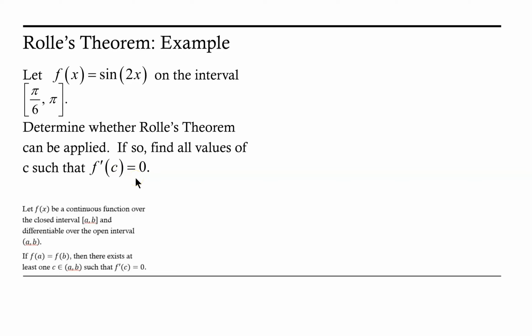Now, as we go through this process of determining whether Rolle's theorem can be applied, there are some criteria that must be satisfied. The first criterion is that f of x is a continuous function over the closed interval from a to b. So our function is sine of 2x, and the trigonometric function sine is continuous over all real numbers, and as it is continuous over all real numbers, it will certainly be continuous over the interval pi over 6 to pi, including the endpoints pi over 6 and pi. So we will make note of that fact.